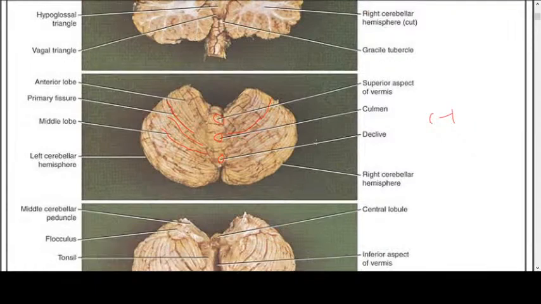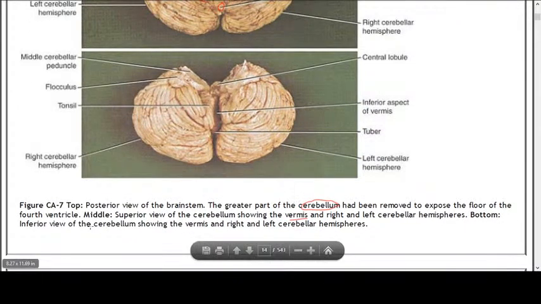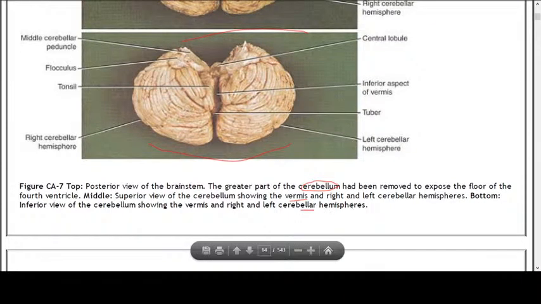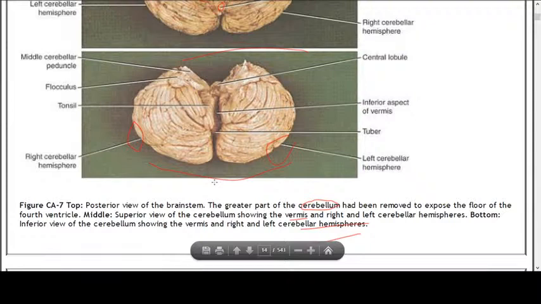Okay, declive. So we just looked at the structures of the cerebellum, which is a little brain. On our next figure, inferior view of the cerebellum. So this one right here is the inferior view of the cerebellum, showing the vermis and right and left cerebellar hemisphere. This one is the right hemisphere, and this one is the left hemisphere.